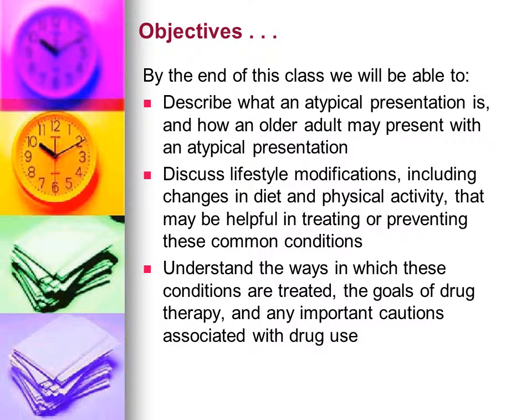The objectives that we want to cover: we want to describe what an atypical presentation is and how an older adult may present with an atypical presentation. We want to discuss the lifestyle modifications, including changes in diet and physical activity, that may be helpful in treating or preventing these common conditions. And we'd like to understand the ways in which these conditions are treated, the goals of drug therapy, and any important cautions associated with drug use.